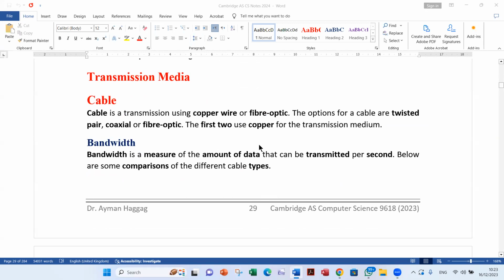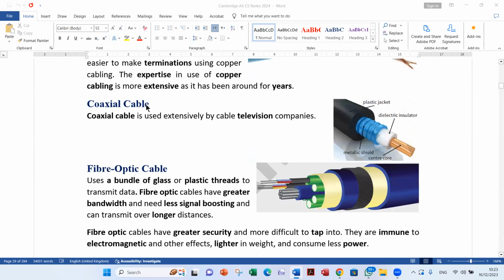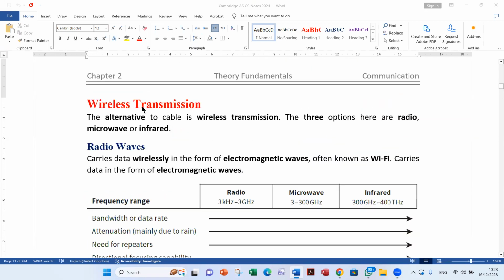Let us talk now about transmission media. Data would be transmitted between computers in a network using cables or using wireless. So we have two distinct transmission media, either cables or through the air, that is wireless. We will be comparing between them. Wireless, for example, Wi-Fi or Bluetooth, is very popular.